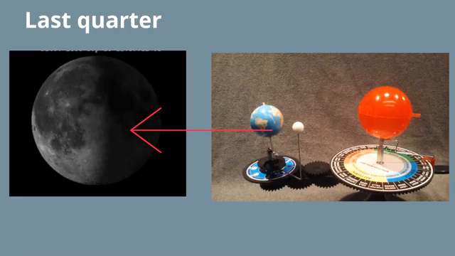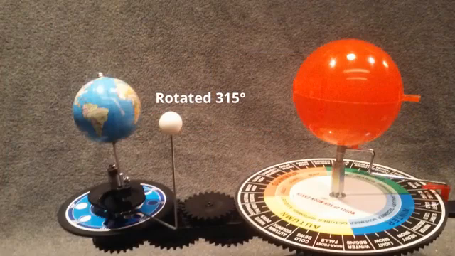After roughly 24 days, the moon is now at waning crescent. Remember, waning means the light is getting smaller, and the Sun, Earth, and Moon alignment looks like this.